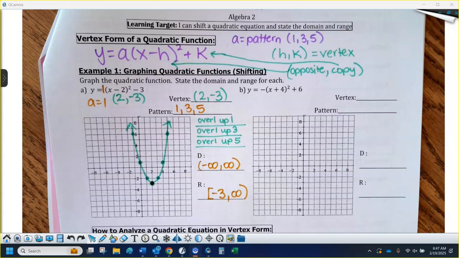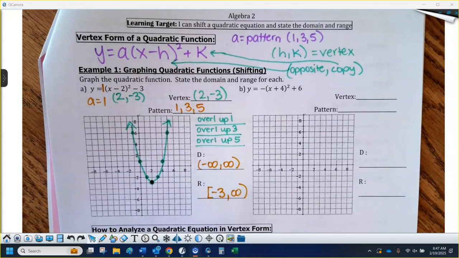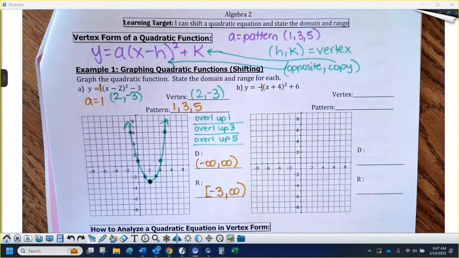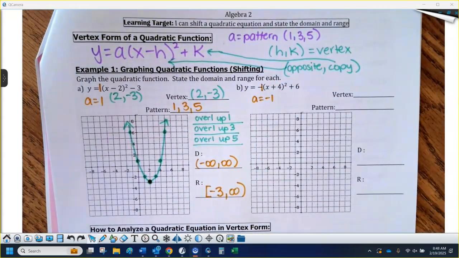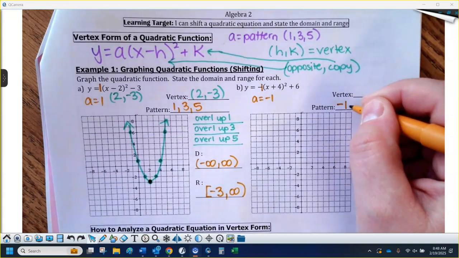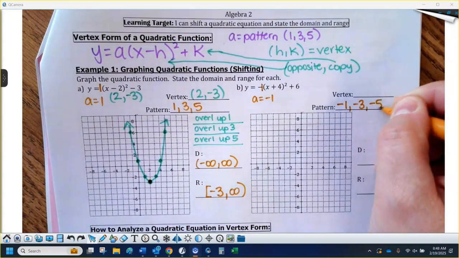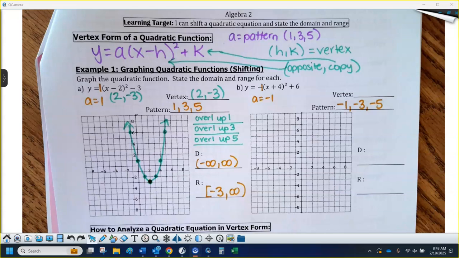So we'll try one right next to this. Okay, now, do you see how there's a little negative out in front of the parentheses? So in this case, my a is -1. So all that's going to do is make that pattern negative. So it would be -1, -3, -5. Anybody want to try the vertex for that second example?